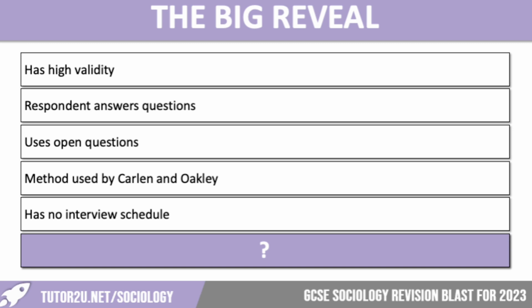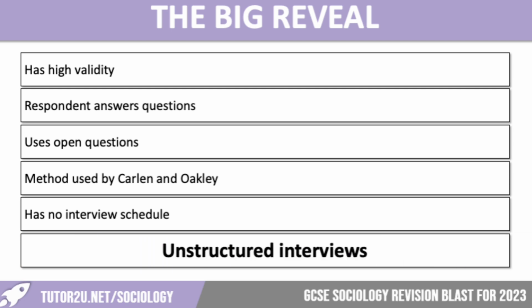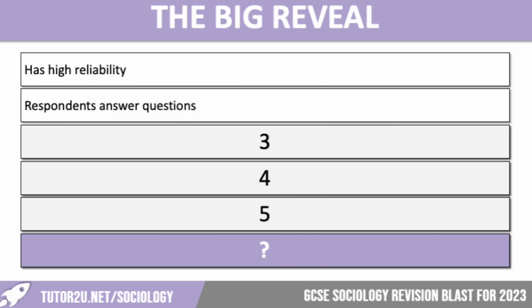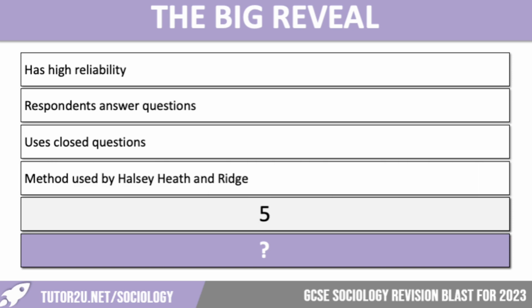Okay, just have a quick look at those again. Let's reveal. It is unstructured interviews that work more like a conversation. Right, next one. Number one, has high reliability. Two, the respondents answer questions. Three, uses closed questions. Four, is a method used by Hazley, Heath and Ridge. And five, respondents can answer at their own leisure. So what are we talking about this time?